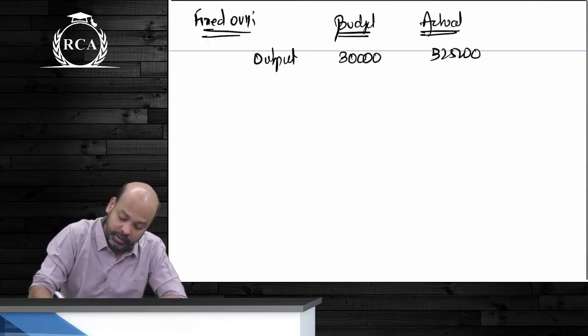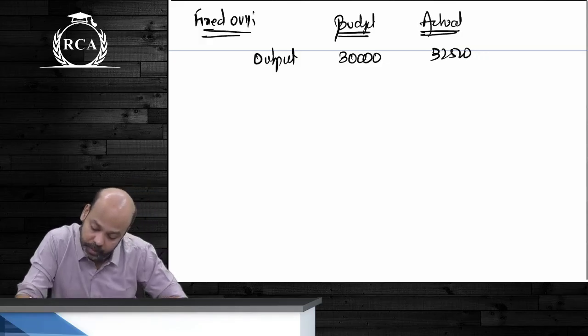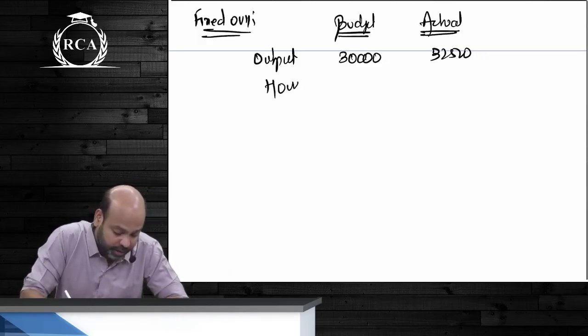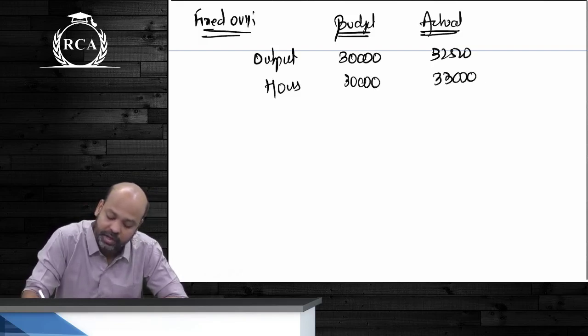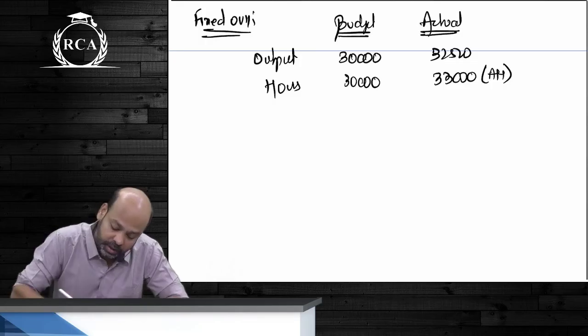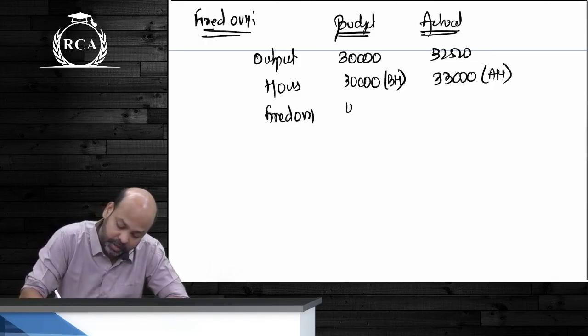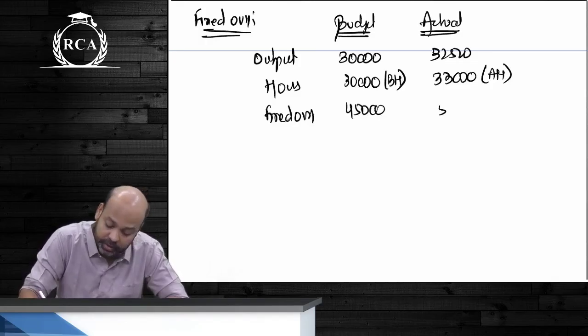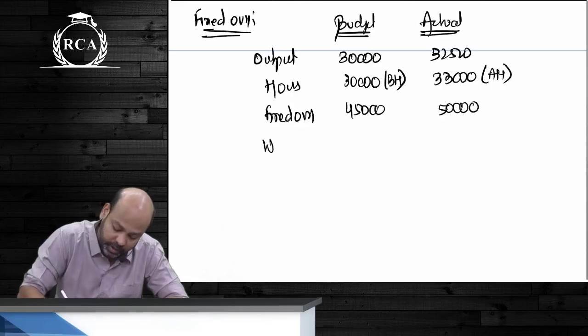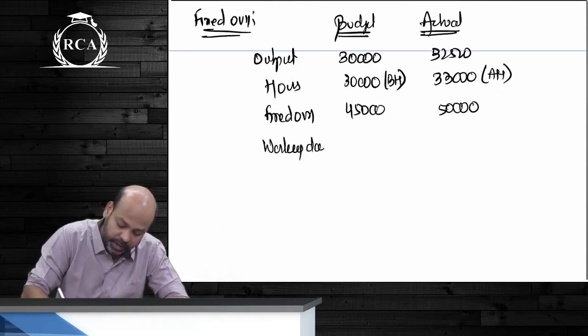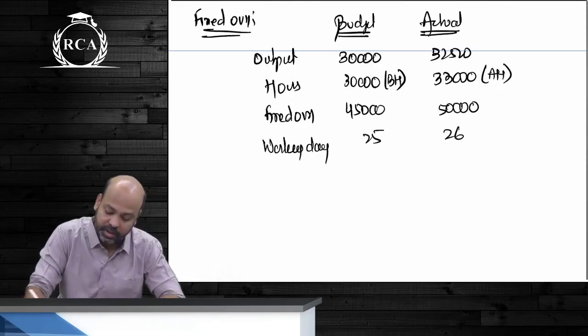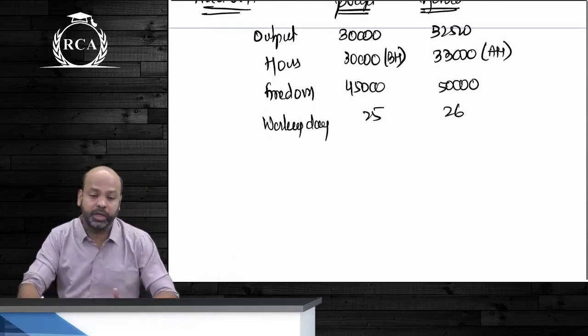Number of hours, guys, as per the budget 30,000. 33,000 is not standard hours for actual output, beta. Remember, it is actual hours. This is budgeted hours. Fixed overheads, guys, are 45,000 and this is 50,000. Working days, beta, as per the budget are 25 days. Because you're working for one extra day, calendar variance should be favorable, guys.